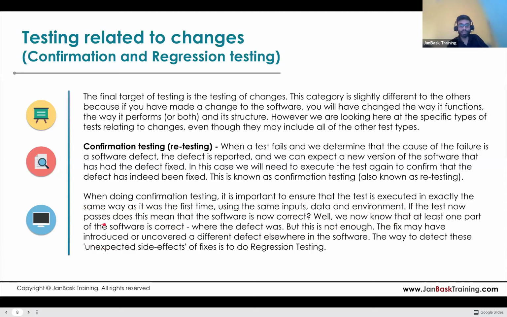If the test now passes, does this mean that the software is now correct? Well, we now know that at least one part of the software is correct, where the defect was. So when you are verifying this, you can say that module D is working fine. When you have checked the functionality of module A, you can say that module A is now working fine. But this is not enough. The fix may have introduced or uncovered a different defect elsewhere in the software. The way to detect these unexpected side effects of fixes is to do regression testing.